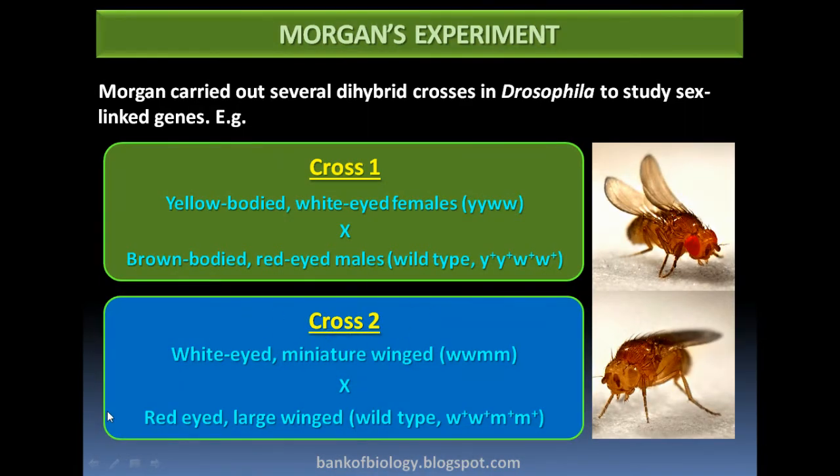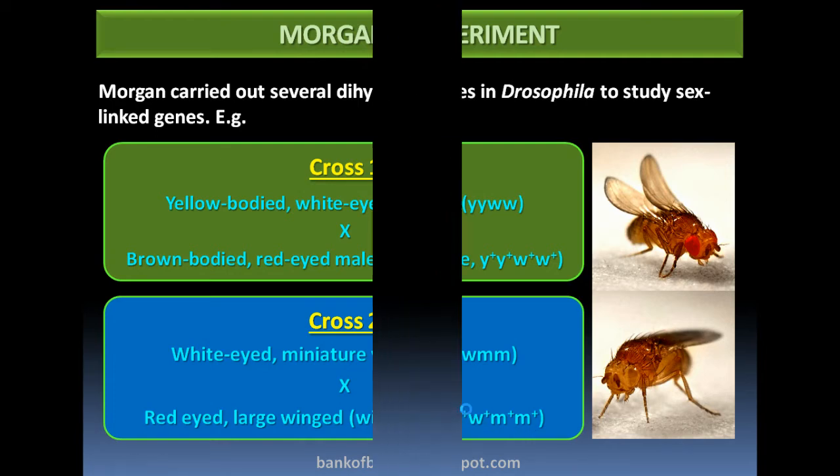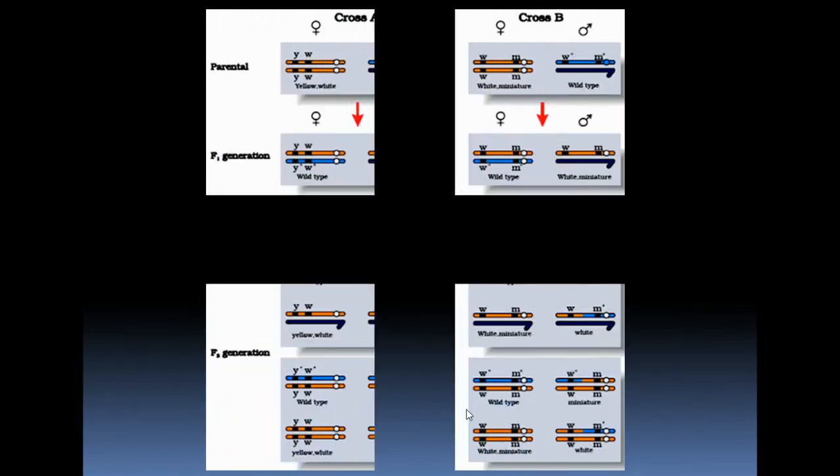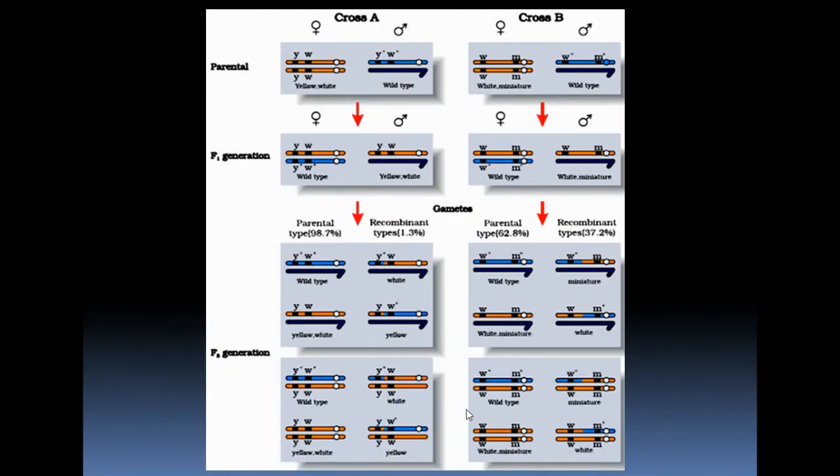In the second cross, he took white-eyed, miniature-winged females and red-eyed, large-winged wild-type males. Similarly, the wild characteristics were dominant over the mutant ones, which were created in male and female Drosophila in the laboratory.